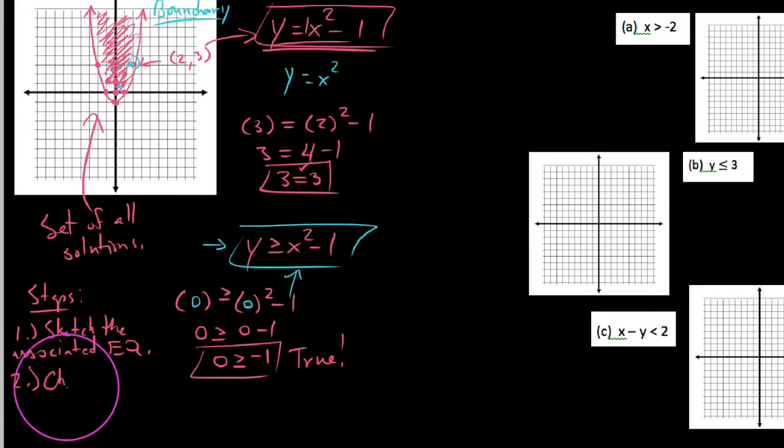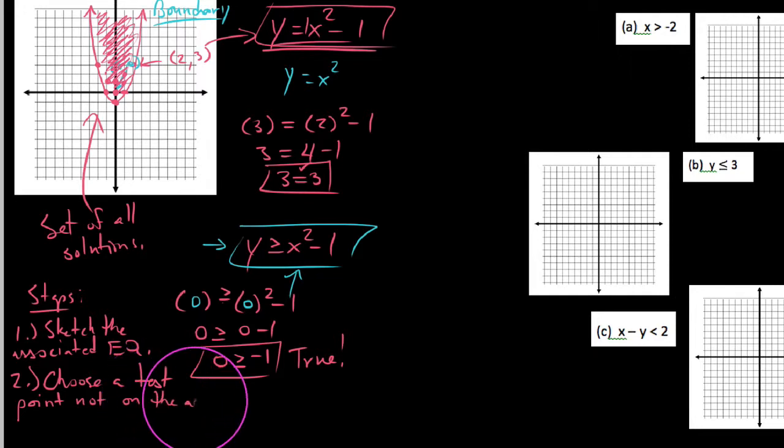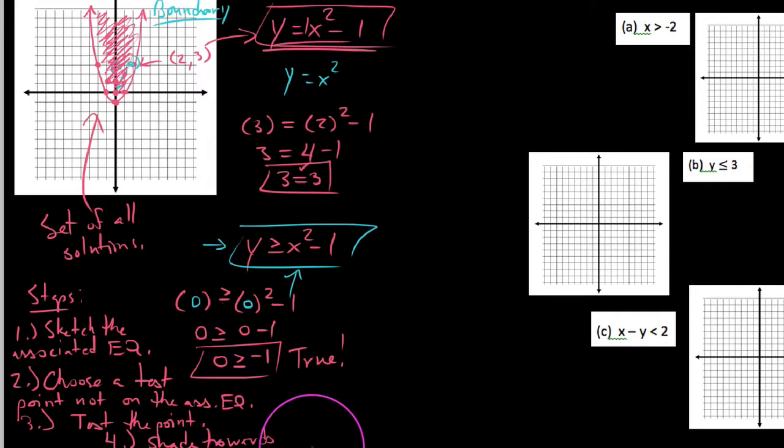Step 2 is this: choose a test point. When we say choose a test point, we're referring to a point not on the associated equation. So we chose 0, 0 out of convenience. And then step 3 is we are going to test that point into the original argument. And then we're going to shade towards the true side. Okay, so shade towards the solution.